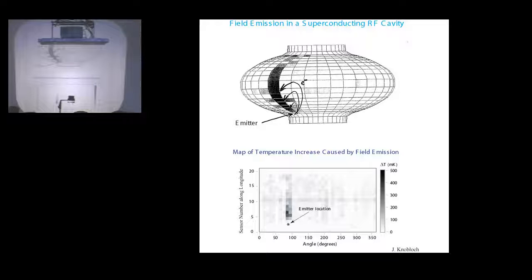And this just shows a diagram of what some of the current would look like. They can actually use temperature sensors to locate these emitters by looking at the heat from the current that's emitted from these things. And they can actually isolate individual emitters on these cavities.